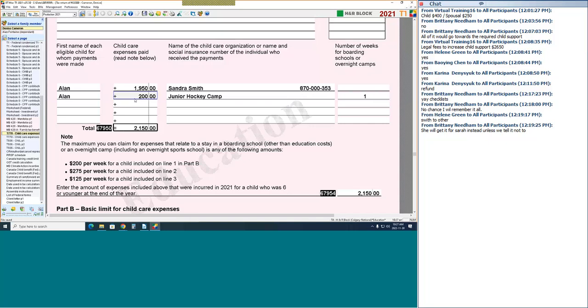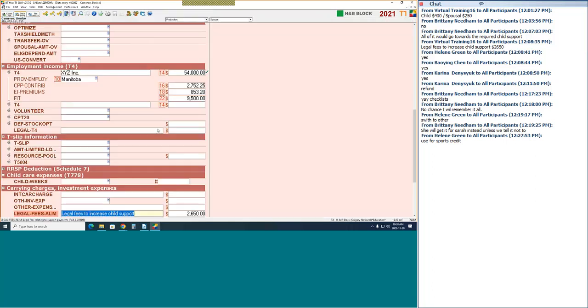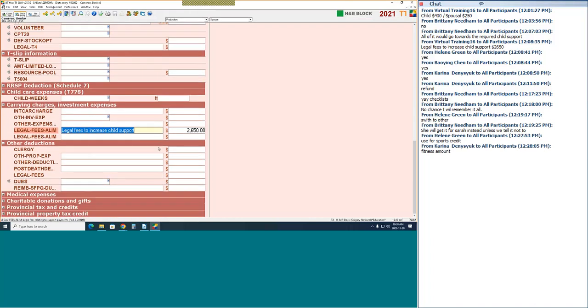Now, here's a little test on provincial credits. If they're going to a hockey camp, what can I do with some of the extra that I couldn't use as childcare? What would a receipt for hockey camp qualify for? I can use it for the fitness amount, the sports credit. Excellent. So I'm going to show you how to do that now because this is something we should be thinking about. You cannot double claim, but we can claim some.